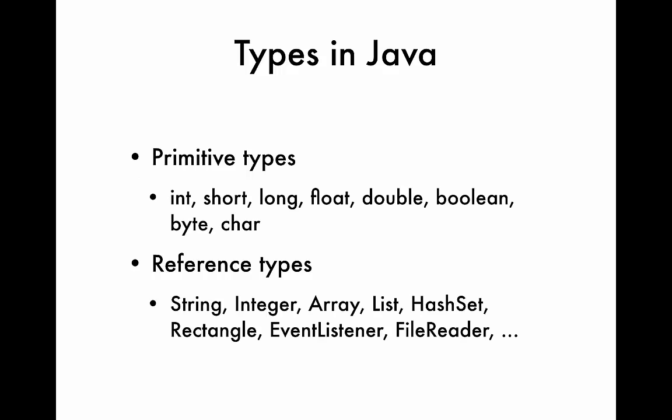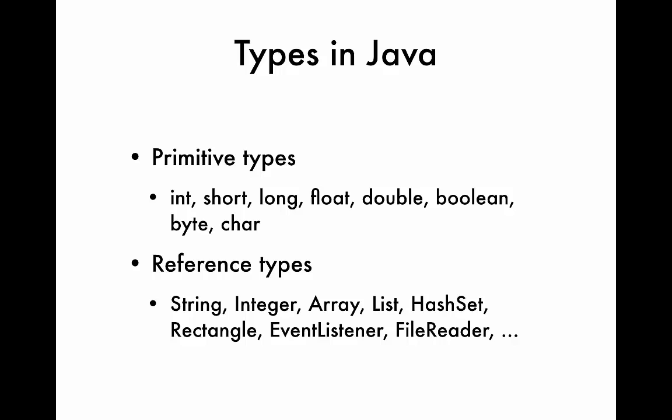Okay. It turns out that there are a total of 8 primitive types in Java: integers, short integers, long integers, floats, doubles, booleans, bytes, and characters, as you see here. Everything that's not a primitive type is a reference type.